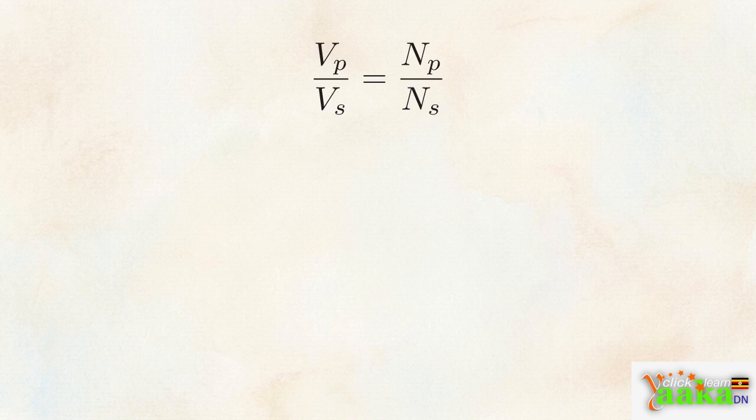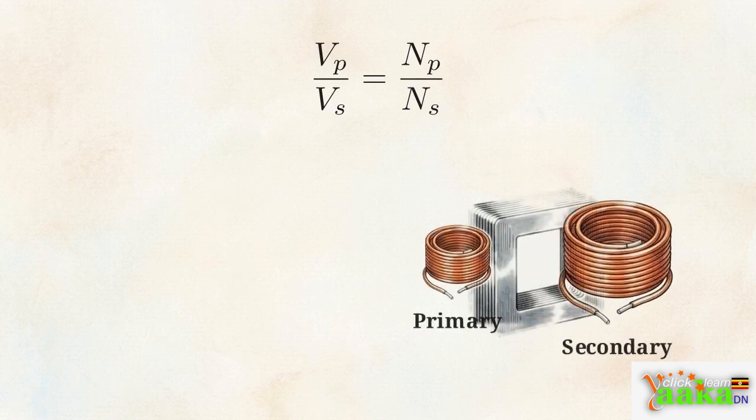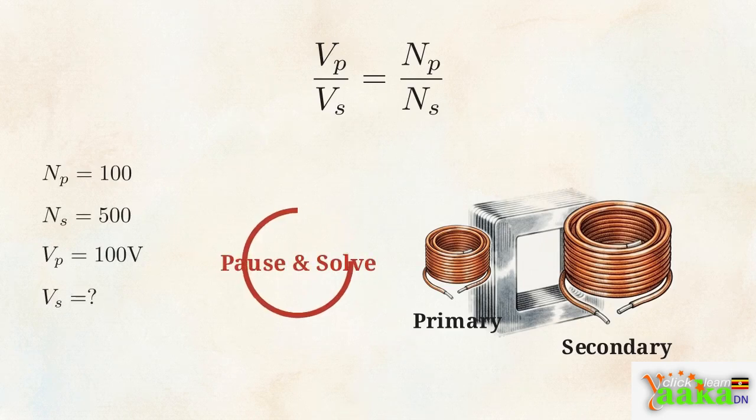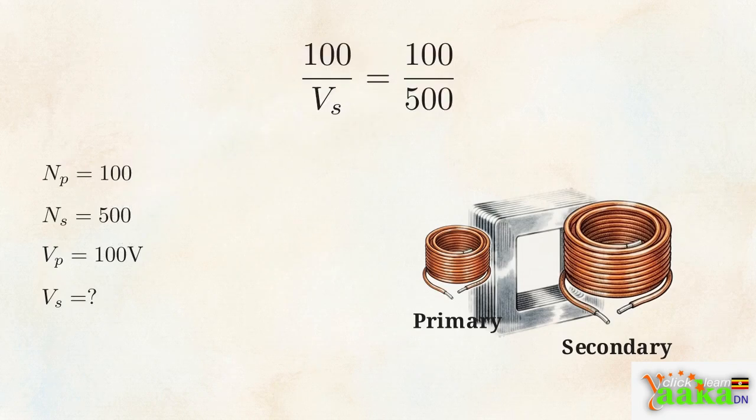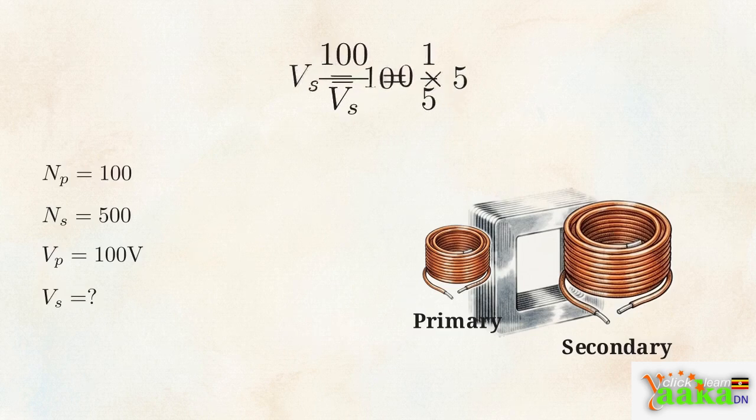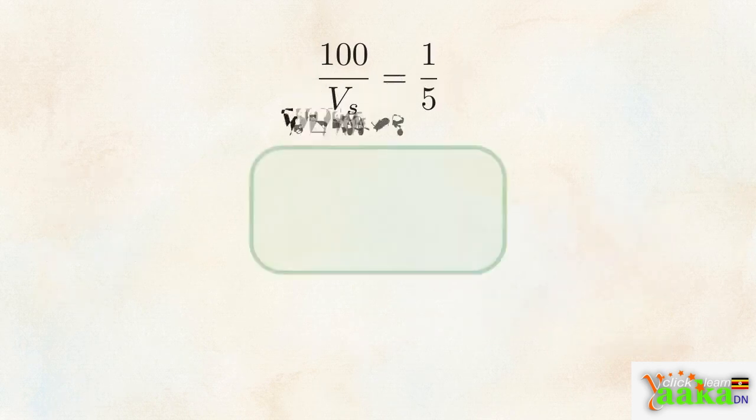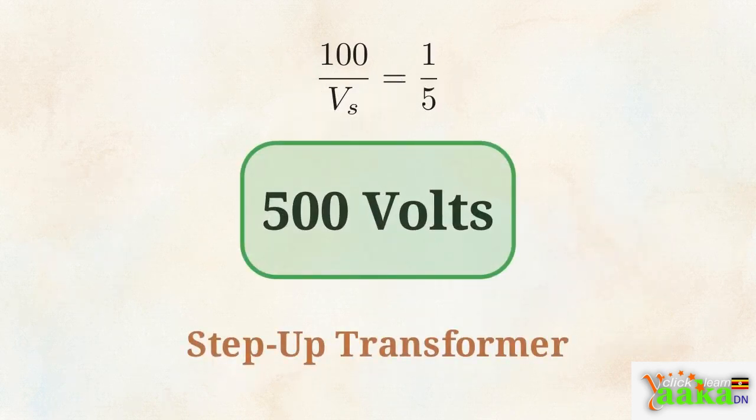You have a transformer where the primary coil has 100 turns and the secondary coil has 500 turns. If your input voltage is 100 volts, pause the video and calculate the output voltage. We plug our numbers into the equation. The secondary coil has 5 times as many turns as the primary, which means the voltage increases by a factor of 5. This is a step-up transformer, outputting 500 volts.